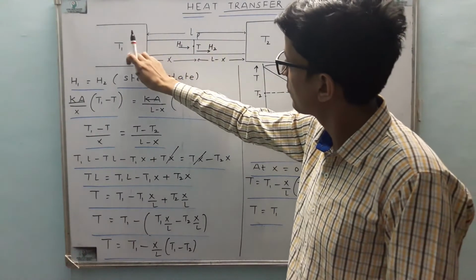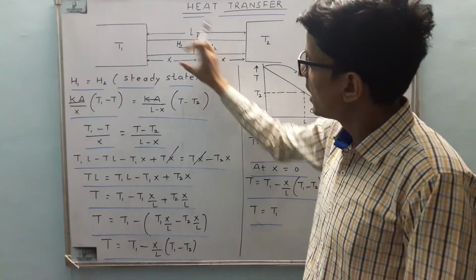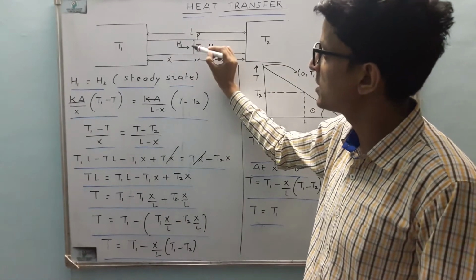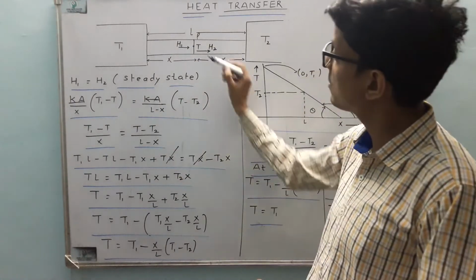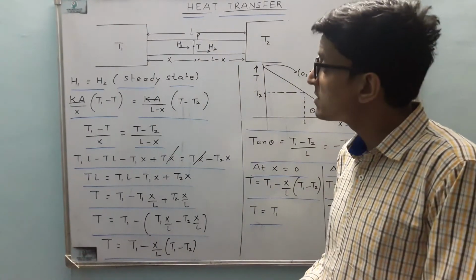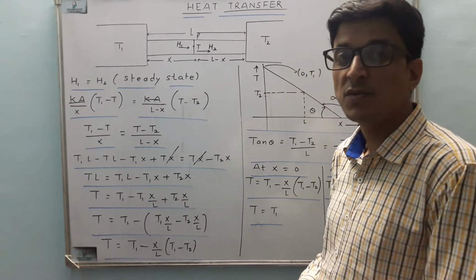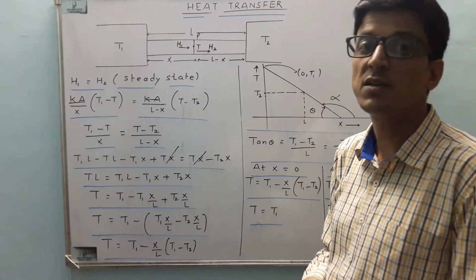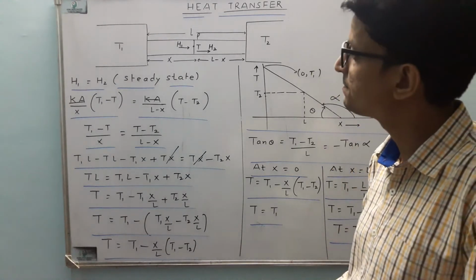So heat will flow from this point to this point, and the heat flow from this point to this point can be written as H1, and from this point to this point can be written as H2. So in steady state, H1 is equal to H2 because the temperature is constant. So input heat should be equal to the output heat.